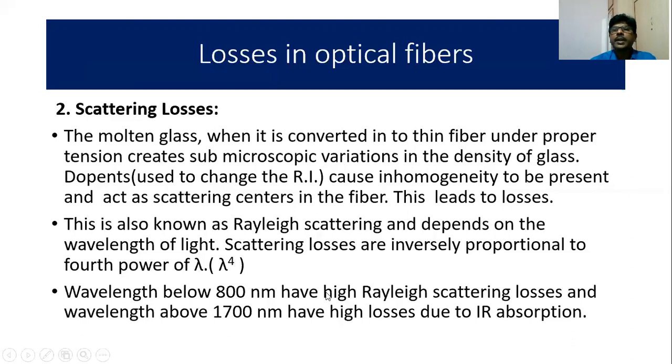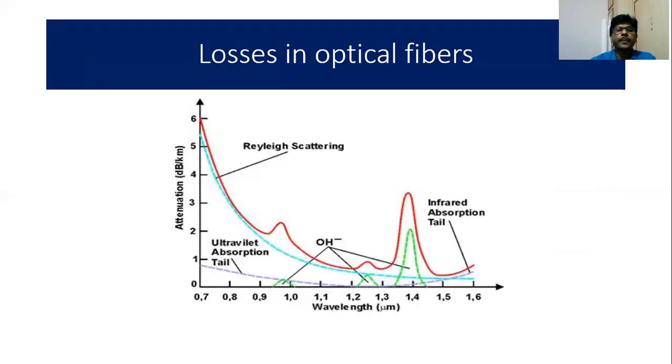Wavelengths below 800 nanometer have high Rayleigh scattering losses, and wavelengths above 1700 nanometer have high losses due to IR absorptions. This is a graph between wavelength and attenuation. The various types, the Rayleigh scattering, OH minus ions, IR absorption and UV absorption, can be observed on this particular graph.